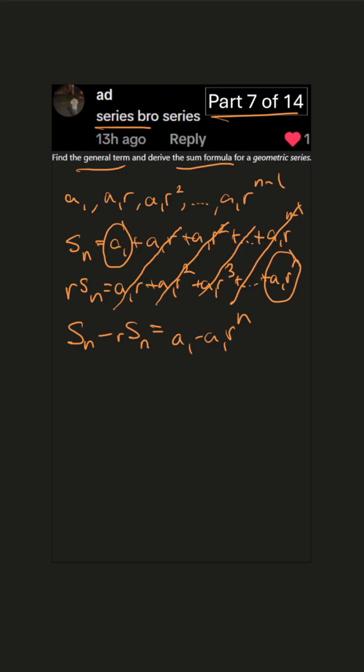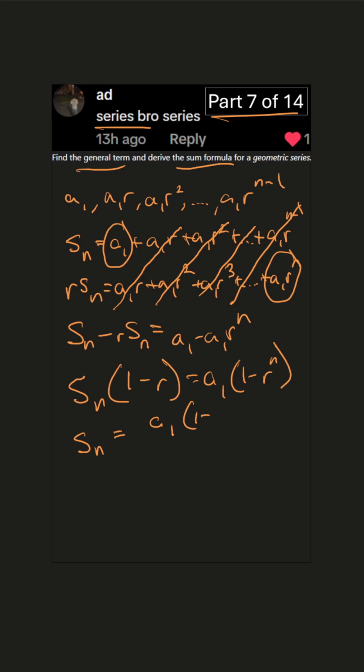Now if we factor this out, we get s sub n times 1 minus r equals a sub 1 times 1 minus r to the n. We just factored it, and now we divide both sides by 1 minus r. We get s sub n equals a sub 1 times 1 minus r to the n over 1 minus r. So that is the formula for finding the sum of the first n terms of a geometric series. Hope that made sense.